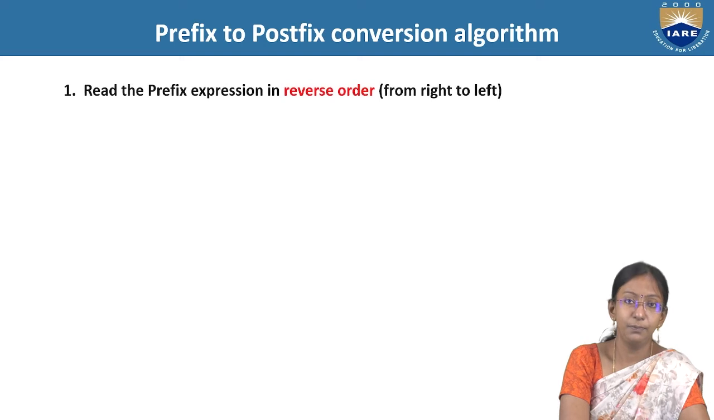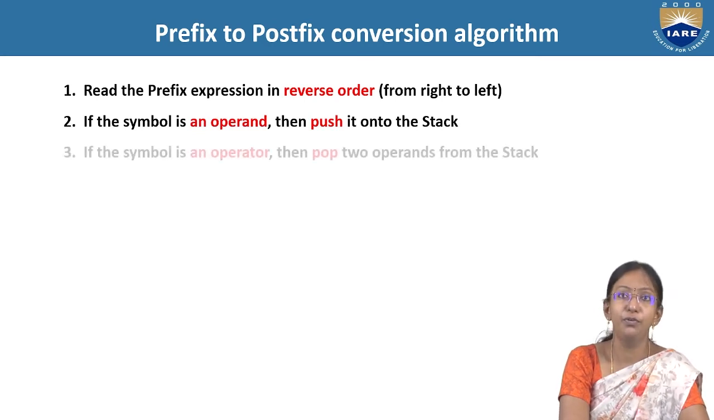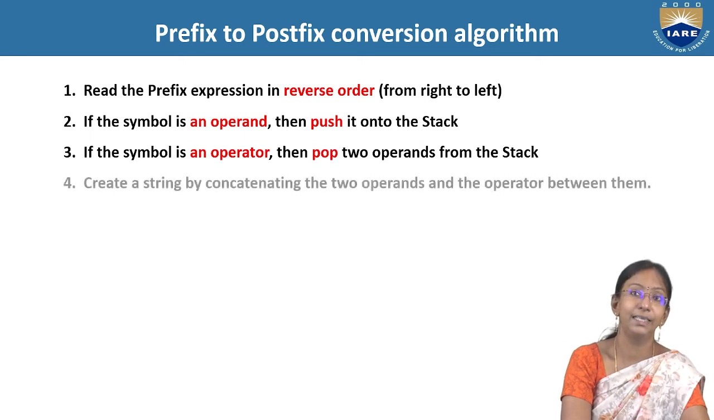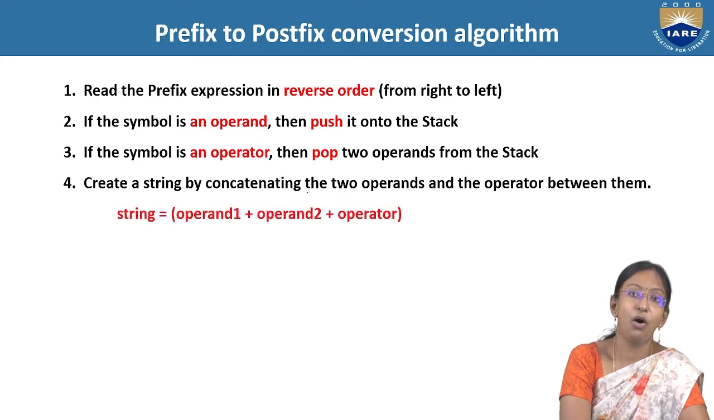So read the prefix expression in the reverse order, just as we have done the conversion in the case of infix expression. So read the expression from right to left. If you find an operand, push it into the stack. These two steps are as they are. But if you find an operator, pop the two operands from the stack. This is fine. But how are you going to concatenate them? You are going to concatenate them in this way: operand 1, operand 2, and operator.